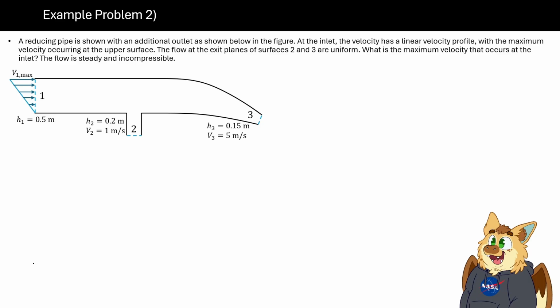Great. So it's like, oh, this doesn't look too bad. And then you see this non-uniform velocity at the inlet, and your brain starts going, wait a minute, I don't know how to deal with this yet. That's okay. We're going to work through it.